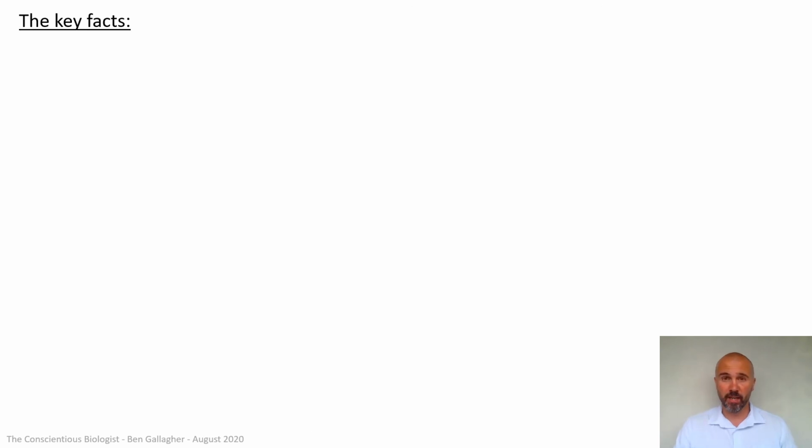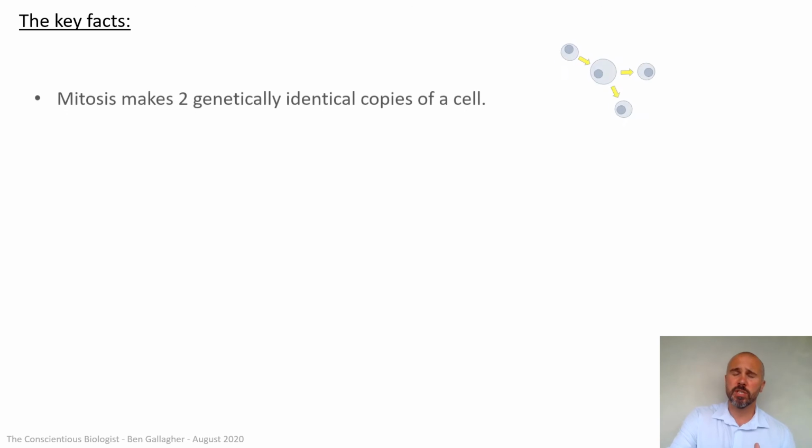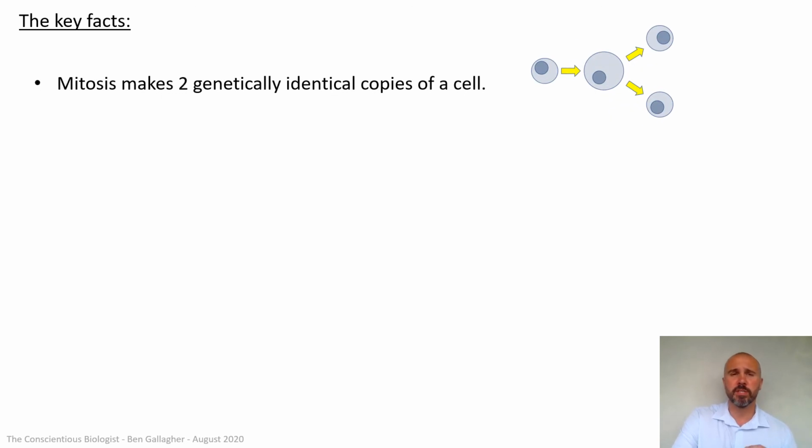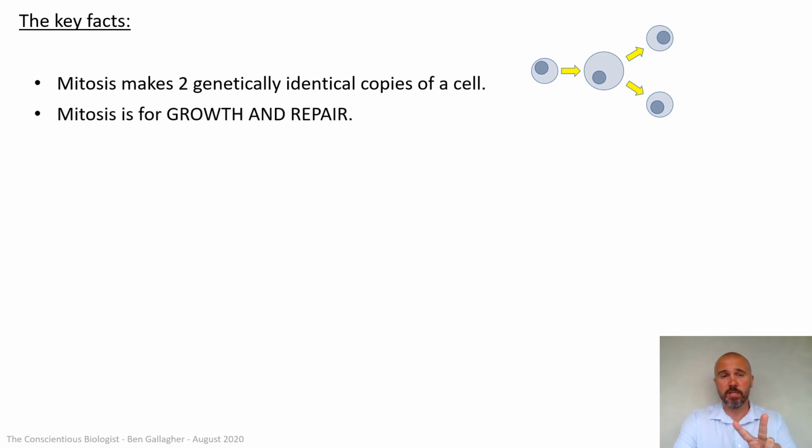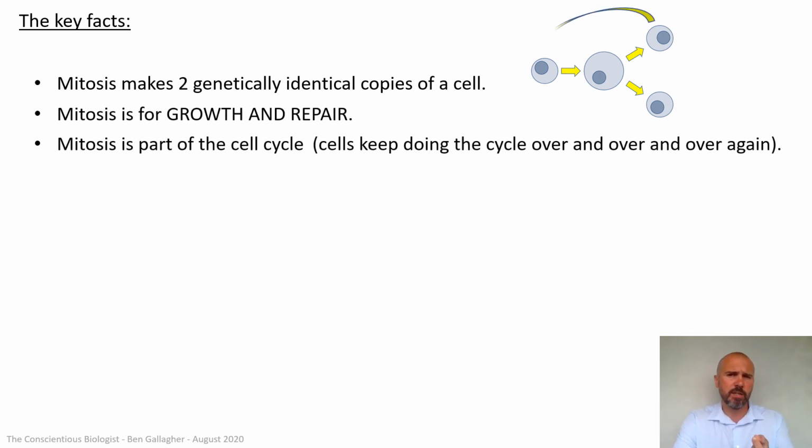Okay, so quite a few summary points here that we need to look at, and let's do the summary points for both mitosis and meiosis. So mitosis, really important, makes two genetically identical versions, and it's for growth and repair. And mitosis is just part of the cell cycle, so it just keeps going round and round. That cell gets bigger, divides, each one of those gets bigger, divides, and so on and so on. It keeps going round and round and round.